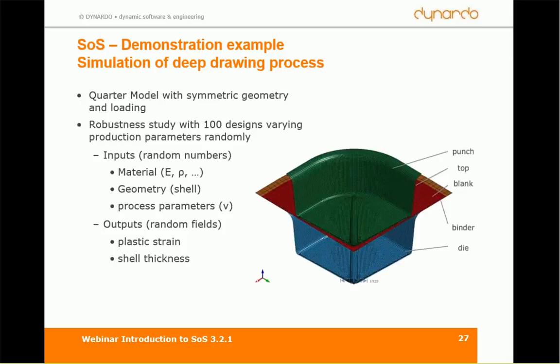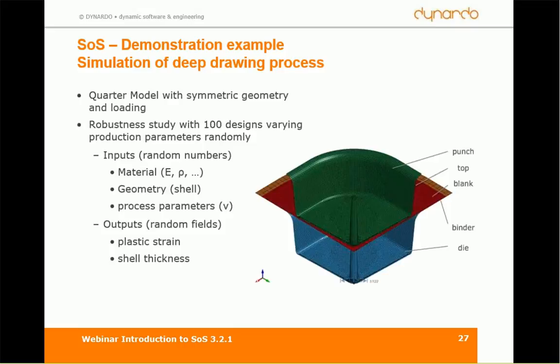We ran a robustness study with 100 designs varying some random numbers on the input side. These random numbers include material definition, shell thickness, as well as the process velocity. The process setup itself is illustrated in the figure on the left. Due to symmetry of geometry in loading, only a quarter of the structure is modeled, counting about 10,000 elements.